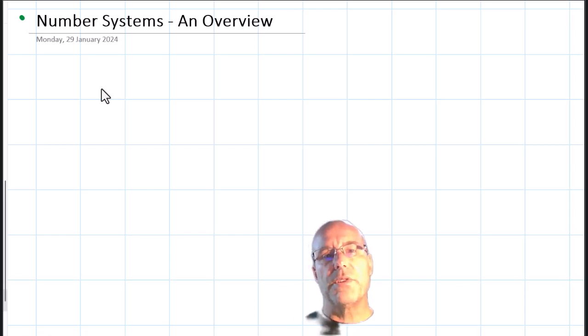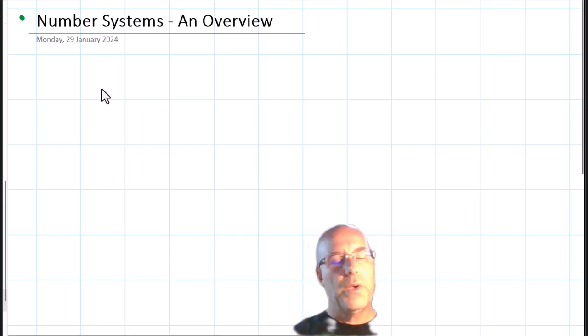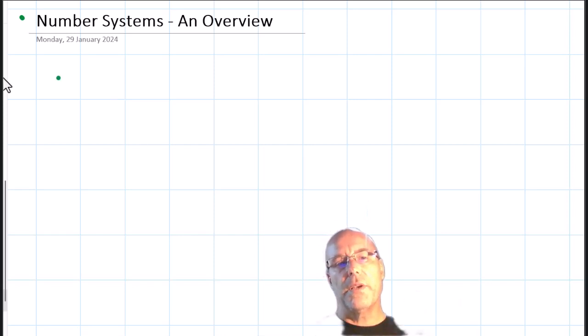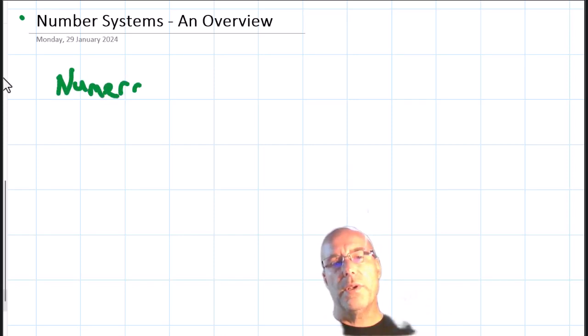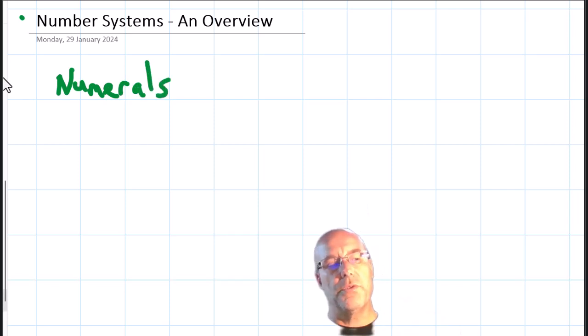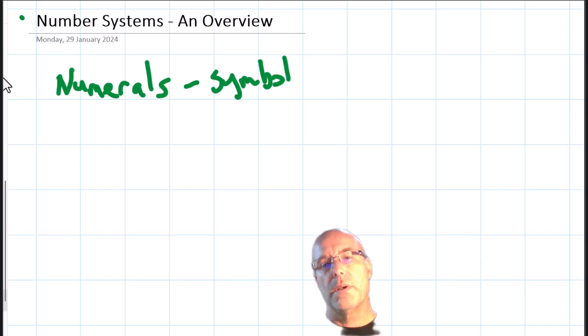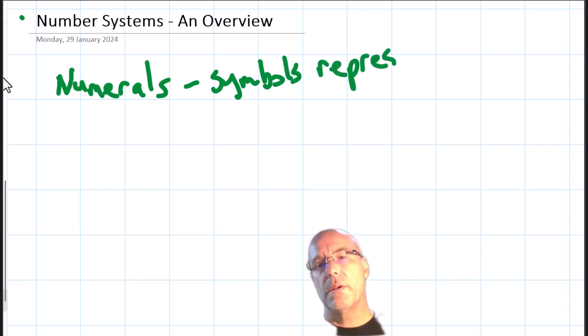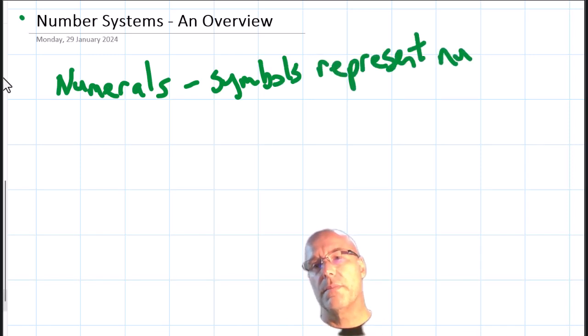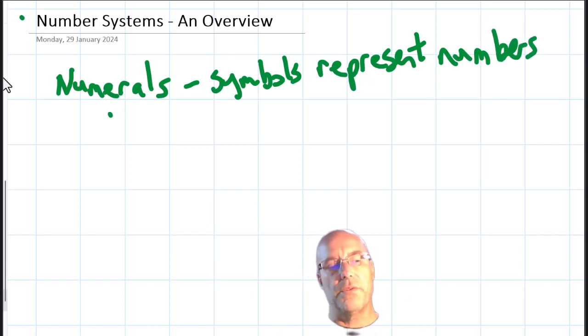Okay, number systems, this is a quick overview. So we've got a few terms, and a numeral is what we're going to start with. Numeral is a representation. Alright, so numerals are symbols that represent numbers. And there's all sorts. This is not a history lesson, so I'll just quickly rattle a couple off.